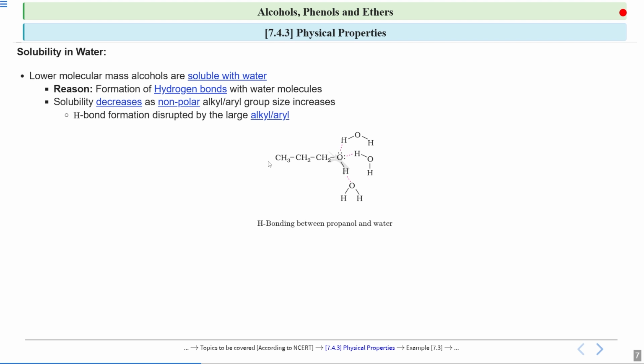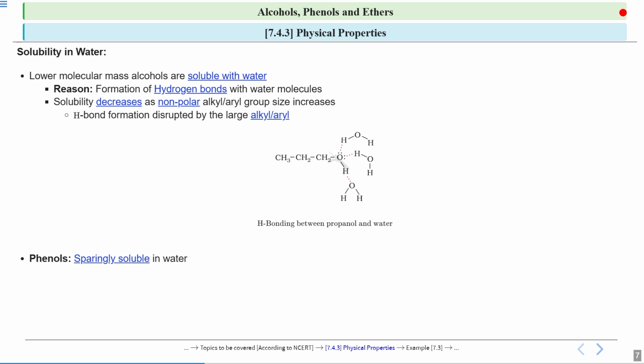Now when this alkyl group keeps on increasing, hydrogen bond formation will be disrupted because this alkyl group is non-polar in nature. Because of its non-polarity, solubility will decrease. So only the lower molecular mass alcohols are more soluble in water. If you increase the alkyl or aryl chain, the hydrogen bond will be disrupted and solubility will decrease.